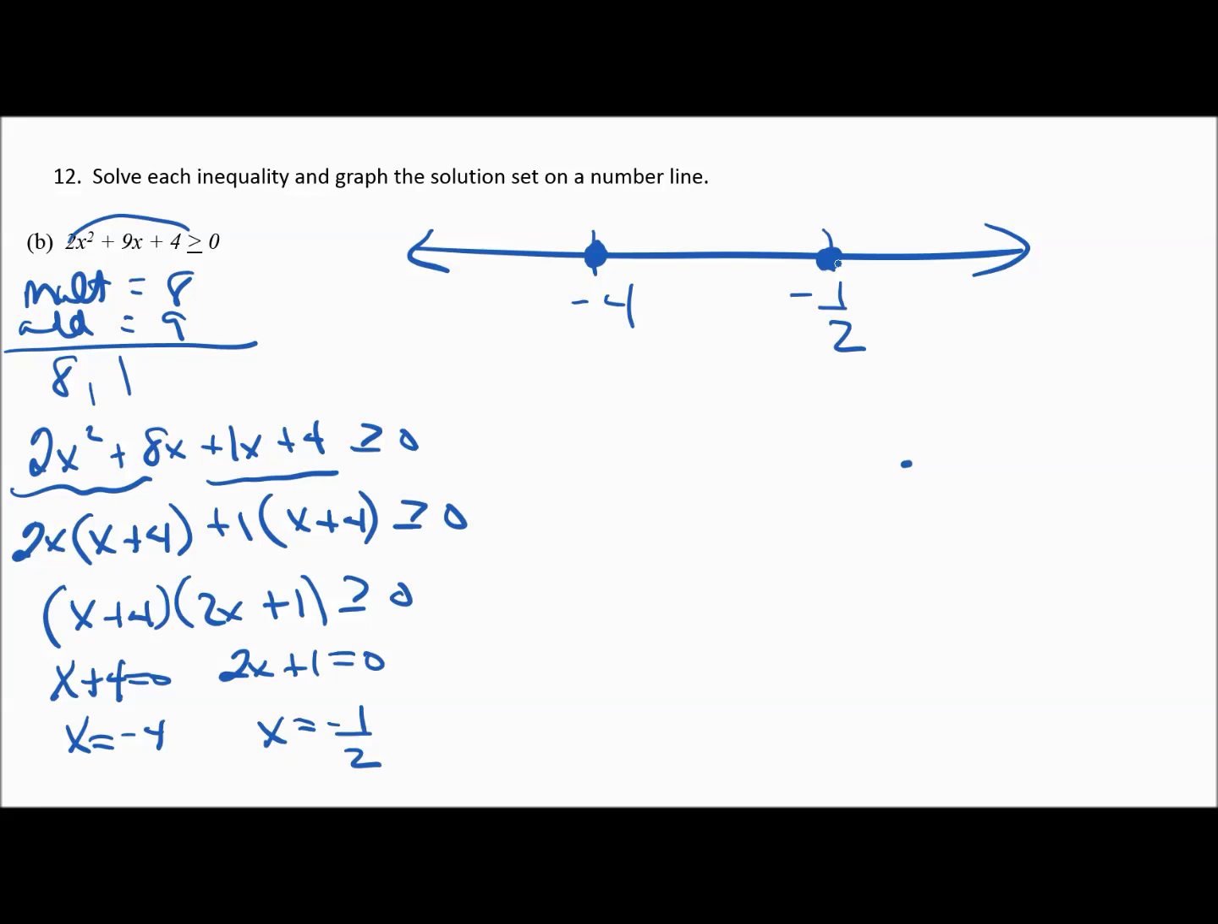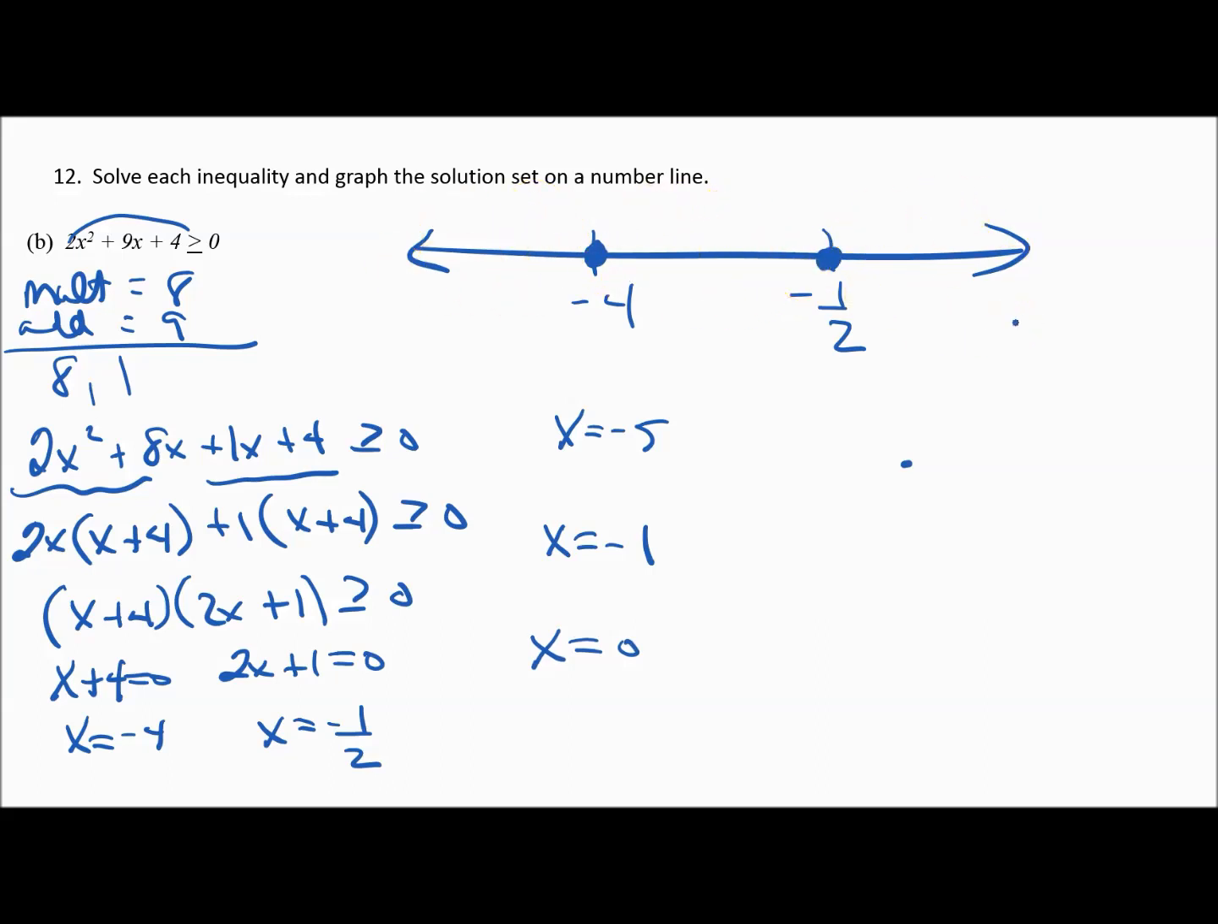Now, next, I need to test points. So I need to find out some number that lives out here. For example, x is equal to -5. Some number that lives in between -4 and -1/2, like x equals -1, and then some number to the right, x equals 0 will work. You don't have to pick the same numbers as me, as long as you pick a number in here, a number between, and then a number on the right.